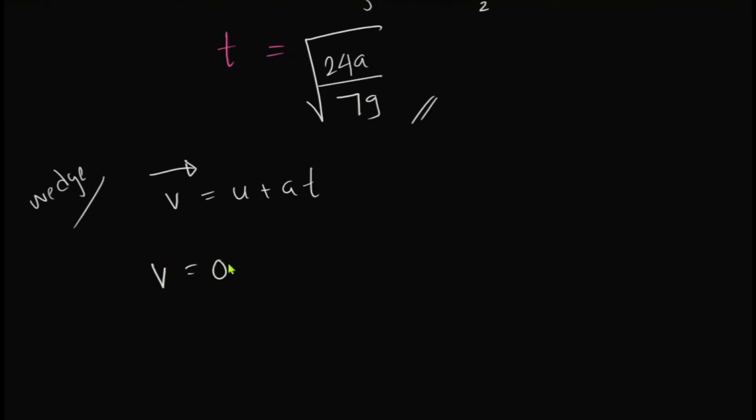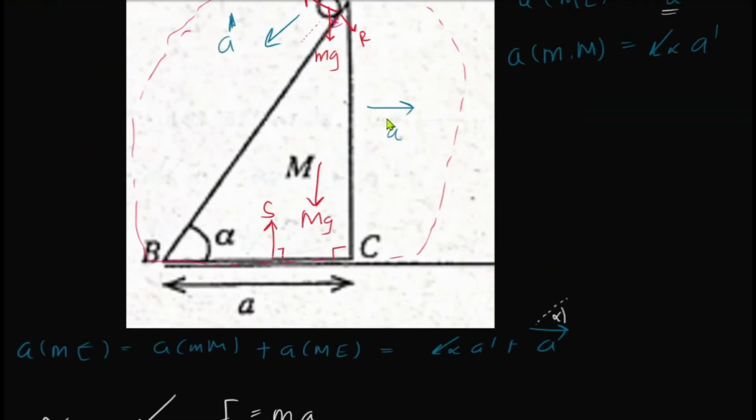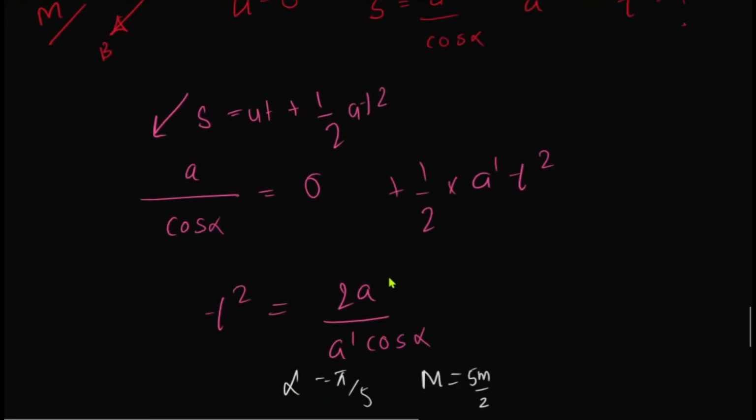So v is 0 plus A, the acceleration of the wedge, times 24a over 7g. This a is a distance, this distance. Do not mix up. I shouldn't have taken the same symbols. I should have taken this as maybe capital F and this as simple f, but it doesn't matter. Do not get confused.